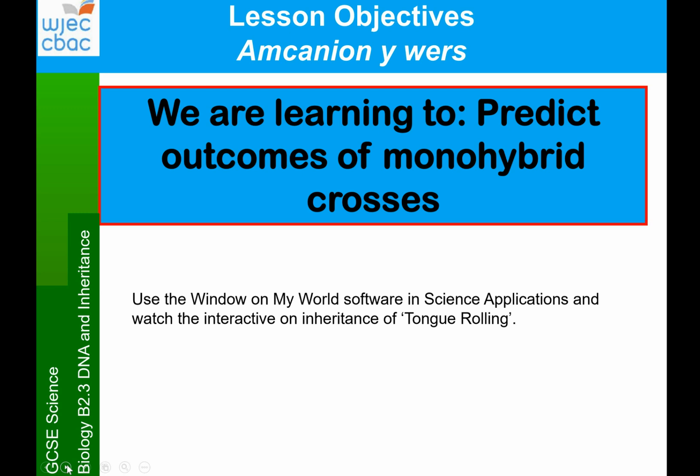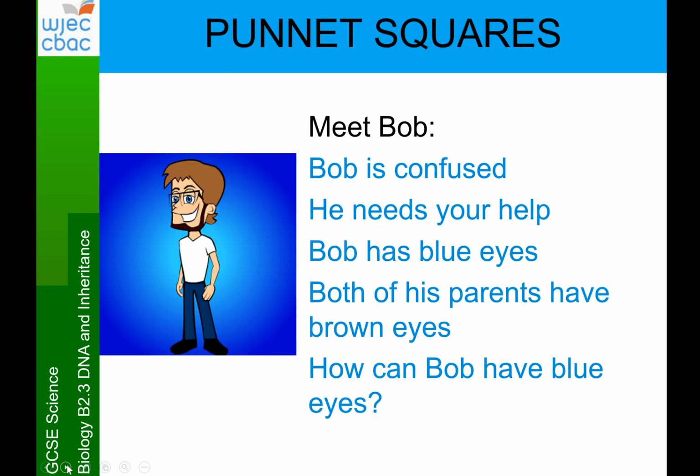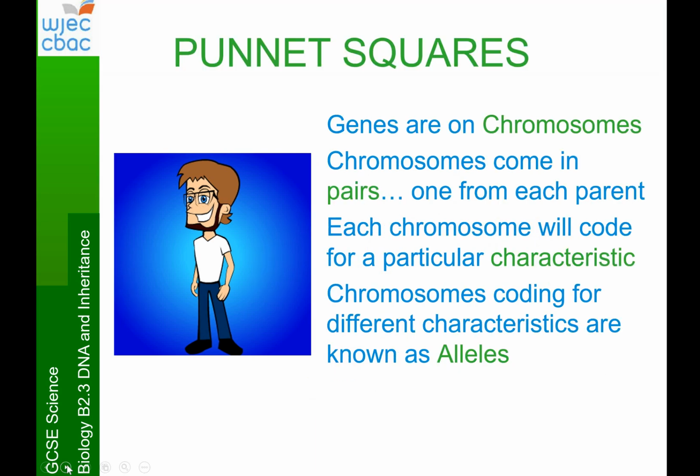Now, just as an additional little bit of work, I want you to meet Bob. Bob is very confused. He needs your help. He has blue eyes, but both of his parents have brown eyes. So how can Bob have blue eyes?